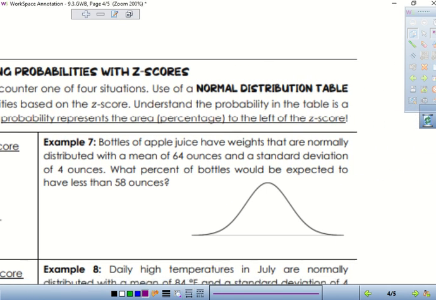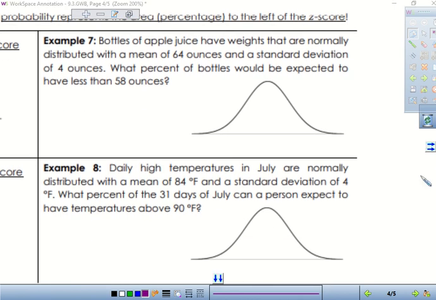In this case it says, bottles of apple juice have weights that are normally distributed with a mean of 64 ounces and a standard deviation of 4 ounces. What percentage of bottles would be expected to have less than 58 ounces? So we have to use our formula. Z is equal to the amount we're given, x, minus our mean, divided by our standard deviation. And when you do this math, you should get negative 1.5.